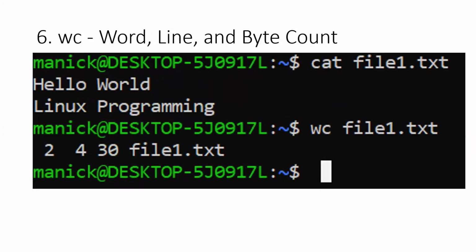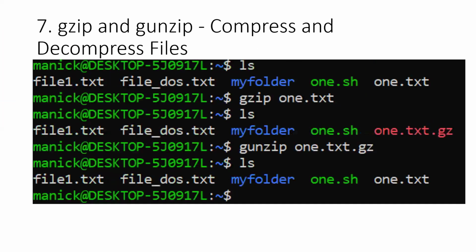The next one is wc, word count. Word count is used for finding how many lines, how many words, and also how many characters are stored in a particular file. So wc file1.txt gives the output 2 4 30. That means file1.txt has 2 lines, 4 words, and 30 characters stored. The Linux programming line has 30 characters.